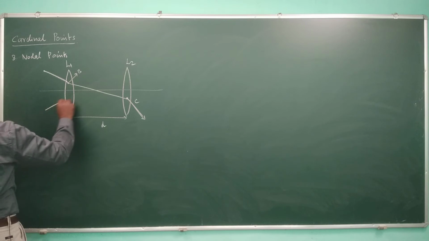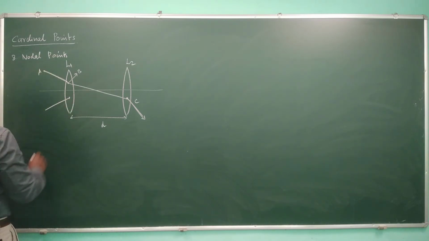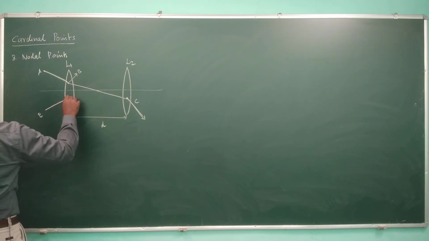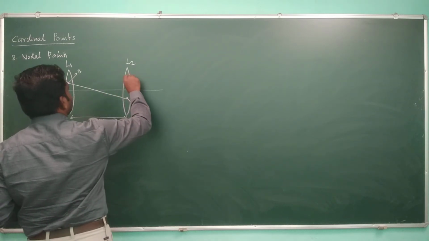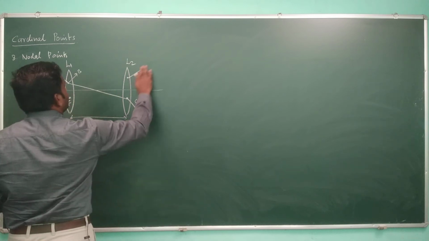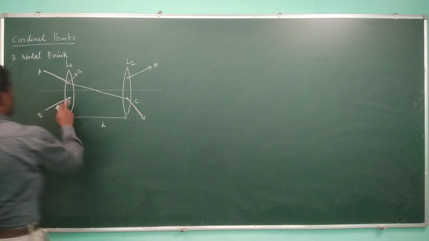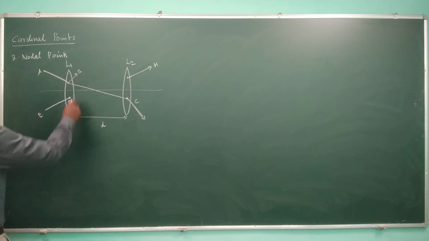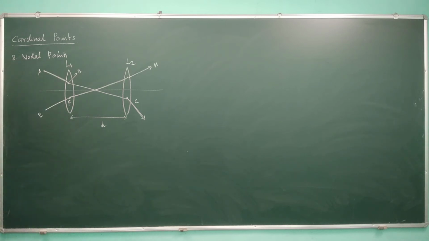Similarly, a light ray coming from E will be incident on a point F and emerge out as a parallel line to this, after traveling through this lens system, right? So essentially there is no refraction in this, right?